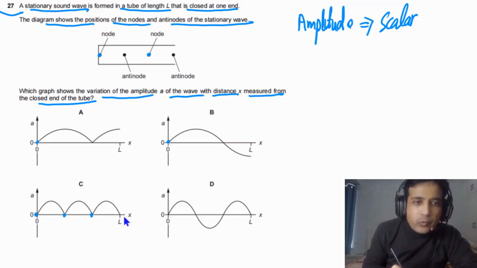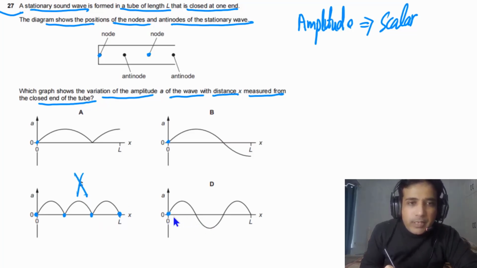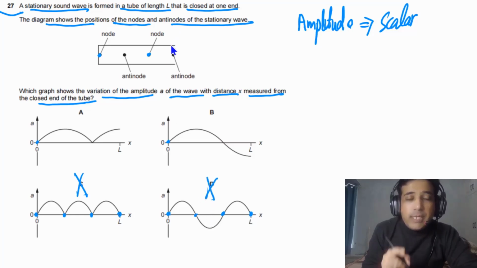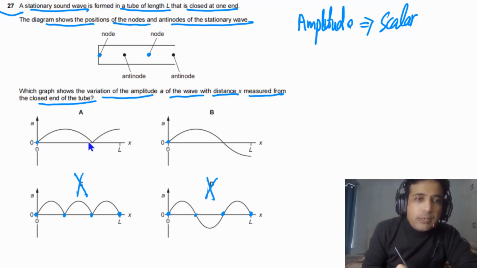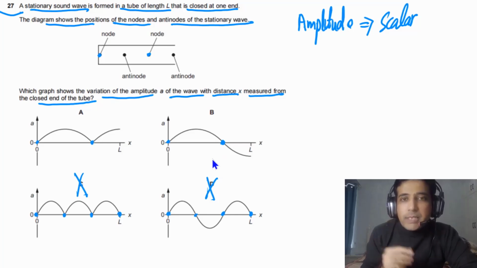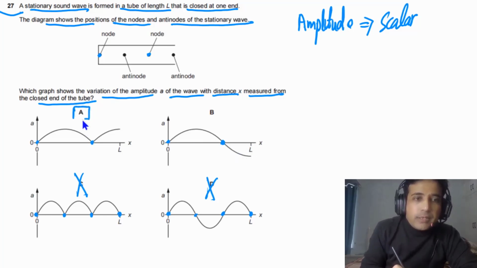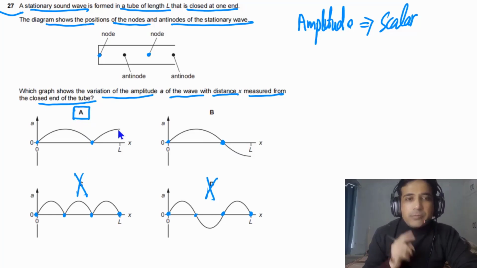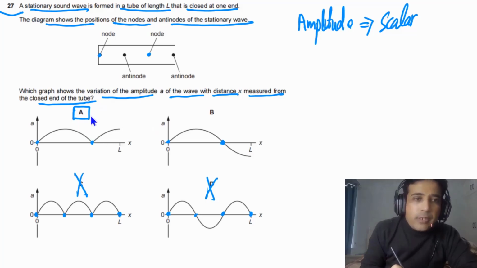We have 4 nodes in this case, so this option is not possible. This one also has 4 nodes, so this is also not possible. We need only 2 nodes. Option A has 2 nodes, so this can be the answer. This one also has 2 nodes, so this can also be the answer. But amplitude is a scalar, so it cannot be negative. It just tells us the maximum size of displacement, and size cannot be negative. So the answer for this one is A.